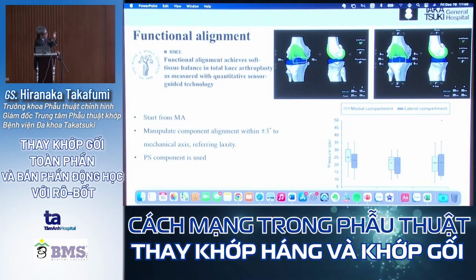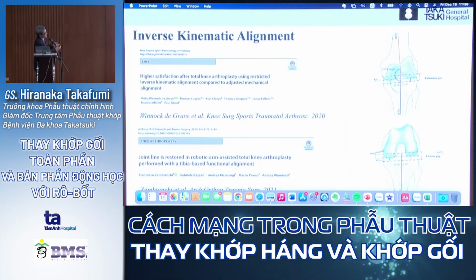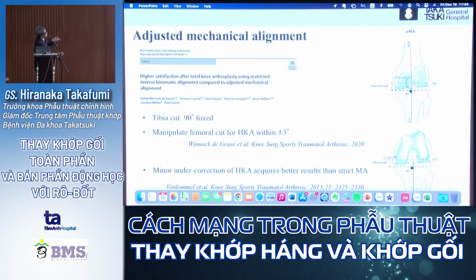So this technique is basically used for the PS, or both PS and CR, because the gap is balanced intraoperatively. So this is another derivative of kinematic alignment. The inverse kinematic alignment was already shown by Chris. So cut the tibia first, then decide the femoral cutting angle based on the tibia cutting surface. This approach also requires computer navigation, but it is quite similar to the gap balancing technique of the mechanical alignment TKA.